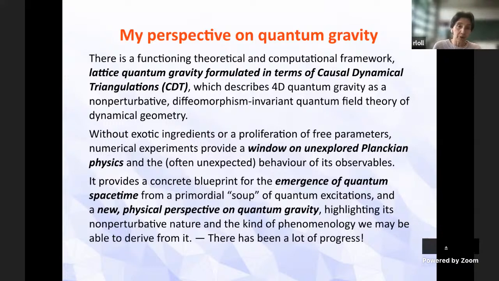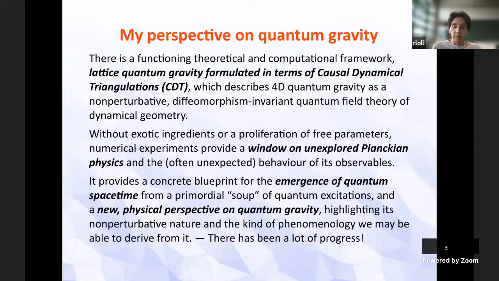So we're making quantum gravity into an experimental science, if you like, but of course not really. But we have numerical experiments that allow us to look close to the Planck scale and really understand the hitherto unexplored regime within about 20 Planck lengths, between 5 and 20 Planck lengths. And there are lots of surprises when we start studying observables, things you wouldn't have guessed coming from classical GR. This provides a blueprint, amongst other things, for the emergence of quantum spacetime. One can show that quantum spacetime emerges from just a quantum superposition, which I described as a primordial soup, or you could think of a form of quantum excitations.